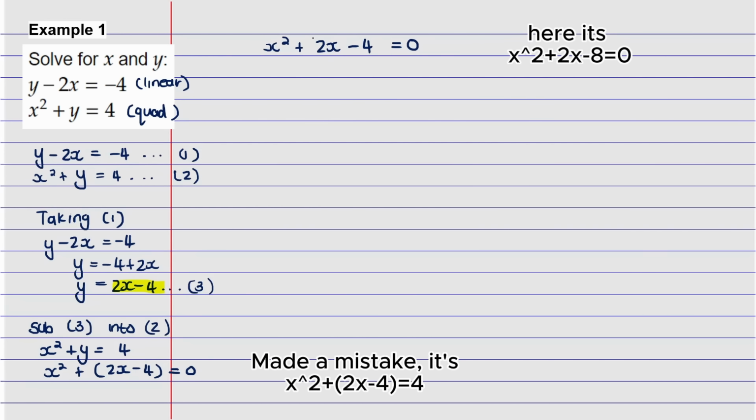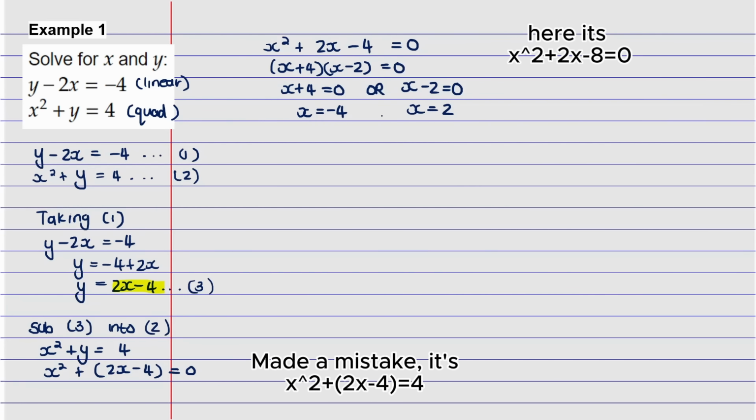That means I can actually factorize. So when I factorize, I'm going to have two brackets. So it's going to be (x plus 4)(x minus 2) equals 0. Then this is going to be x plus 4 equals 0, or x minus 2 equals 0. So x is going to be equal to negative 4 here, or x is going to be equal to positive 2.